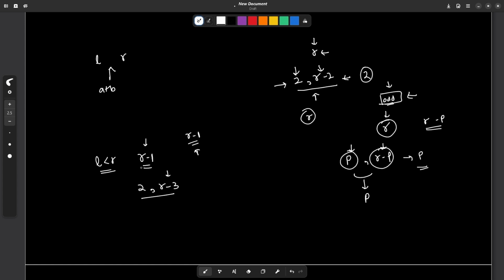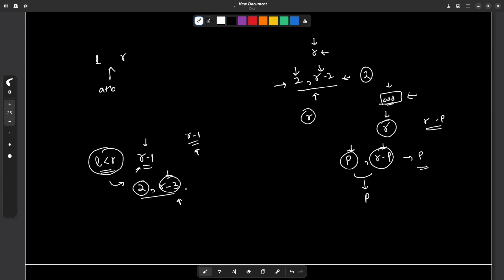Why? So let me just discuss this part again. If R is odd, then definitely R minus 1 is going to be even and I can form my answer as 2 comma R minus 3. So the only two things that we need to take care of is that L needs to be less than R if you want to consider this case, and R minus 3 should also be greater than 0 because the question mentions that we need to find positive integers. So this was all about this particular problem.